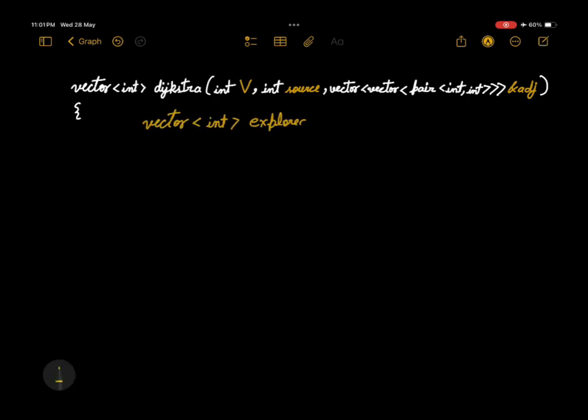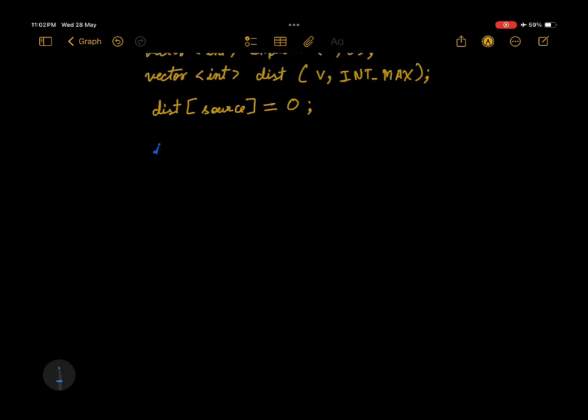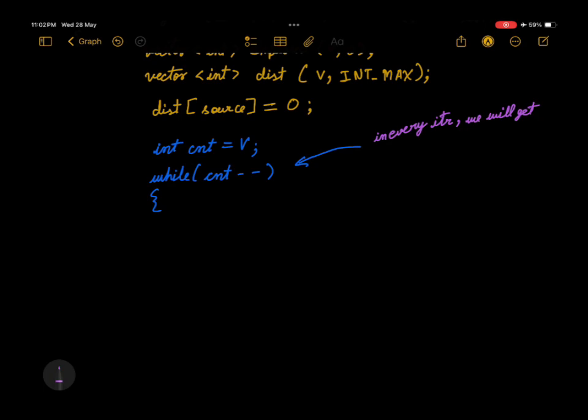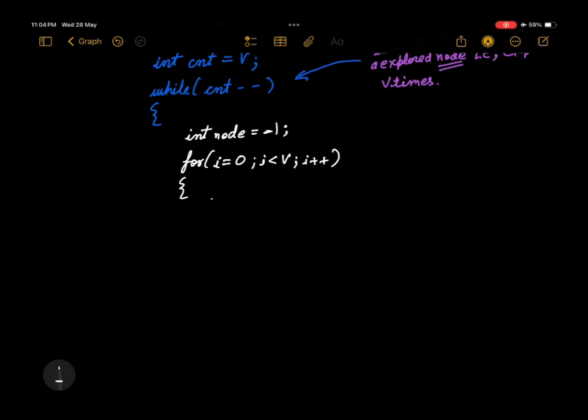Let's have our explored vector initialized with 0 and distance vector initialized with int max or infinity, and we'll mark source node distance equal to 0. Now let's run a while loop for the number of nodes, because in every iteration we are picking up a node and exploring it. Okay, every iteration we will get an explored node. Now let's find the node with the shortest distance. So let's take initial node as -1 and let's iterate over the nodes. Okay, i equals 0, i less than number of nodes, i plus plus.